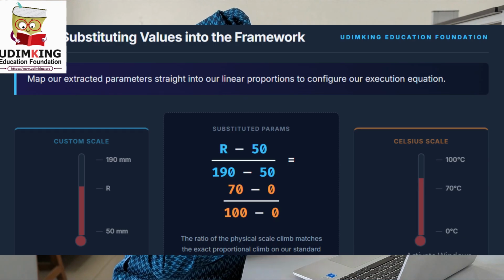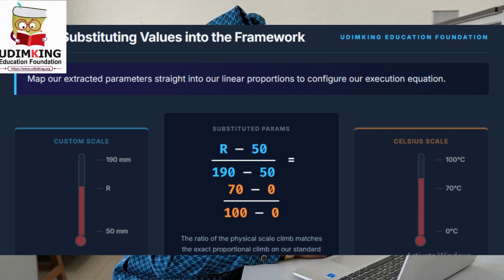Step 2, we substitute our mapped parameters straight into our fractional balance scales. On the left side of our system, the custom property calculation becomes R minus 50 divided by the total range, 190 minus 50. On the right side, our Celsius reference balances this out as 70 minus 0 divided by 100 minus 0. This sets up a perfect mathematical proportion, locking the linear climb of our expanding physical property to the known increments of a standard temperature grid.